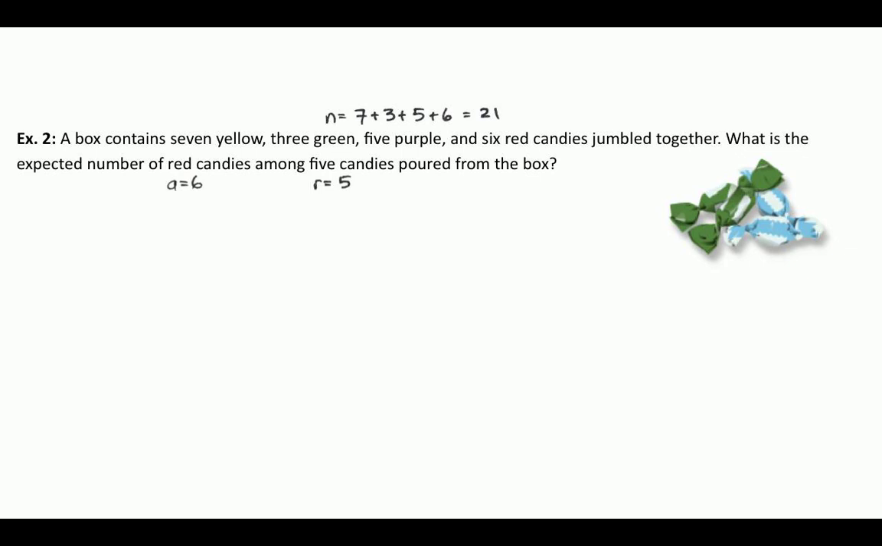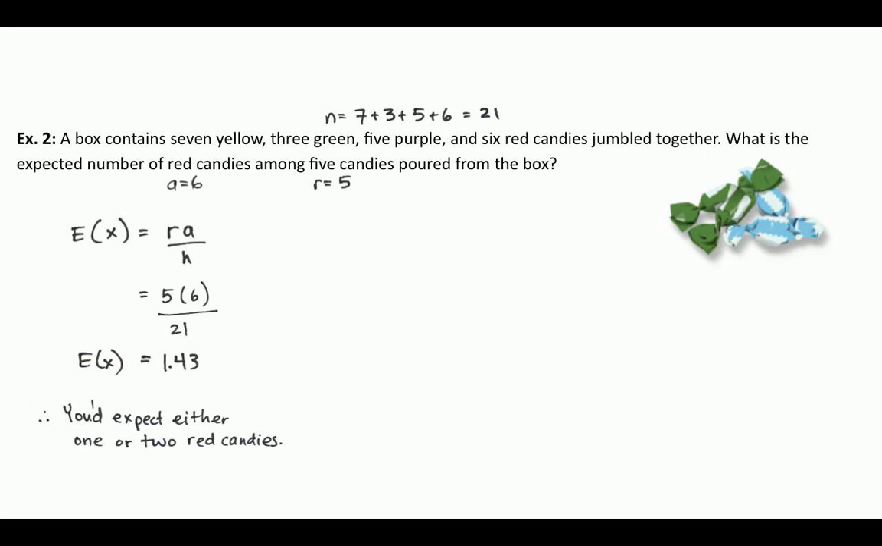I want E of X, the expected value for the discrete random variable. So we'll just substitute into our formula, and we get 5 times 6 divided by 21. So I would expect that in this mix of candies, if I pick out 5, I would expect 1.43 candies to be red. So 1 or 2 red candies.